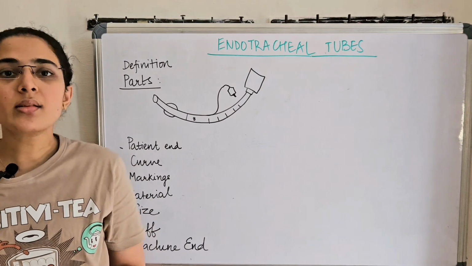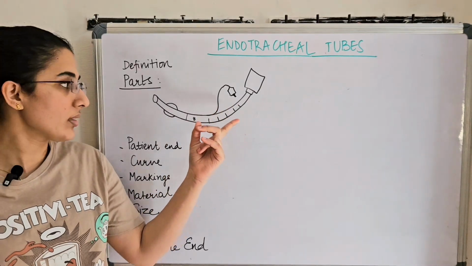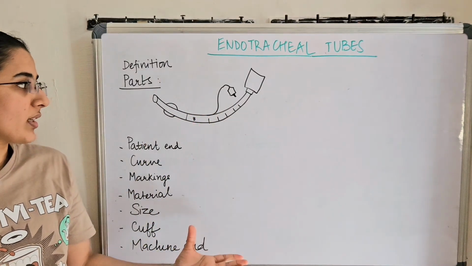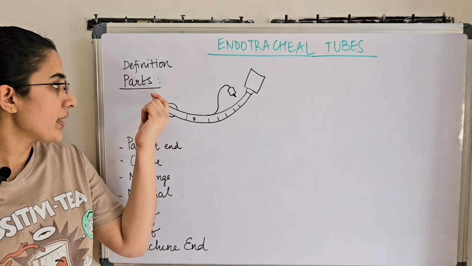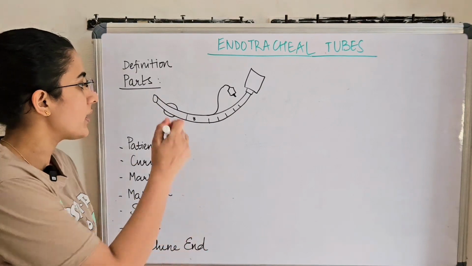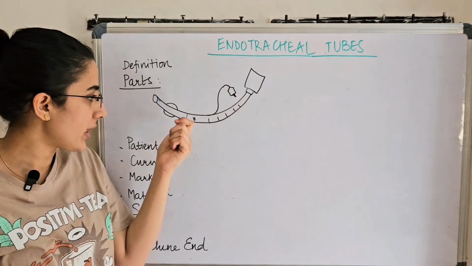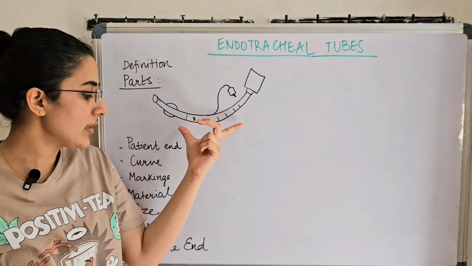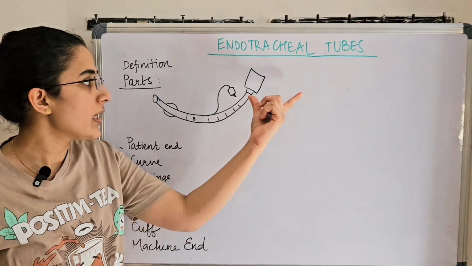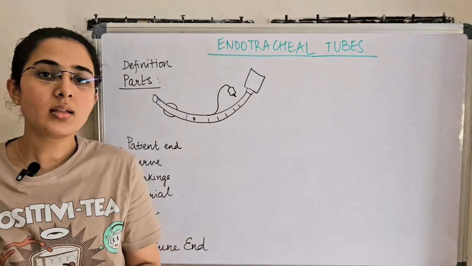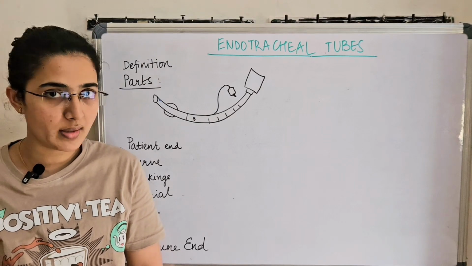anesthesia. So the parts of this endotracheal tube, this diagram shows about the endotracheal tube. The various parts of an endotracheal tube consist of the patient end, which consists of basically the bevel, and there will be what is called a Murphy's eye. Next we have the curve of this tube and various markings of the tube, the material of the tube, the size of the tube, the cuff and the inflation system, and the machine end of the tube. All these form the parts of the endotracheal tube, which we will be seeing in detail one by one.